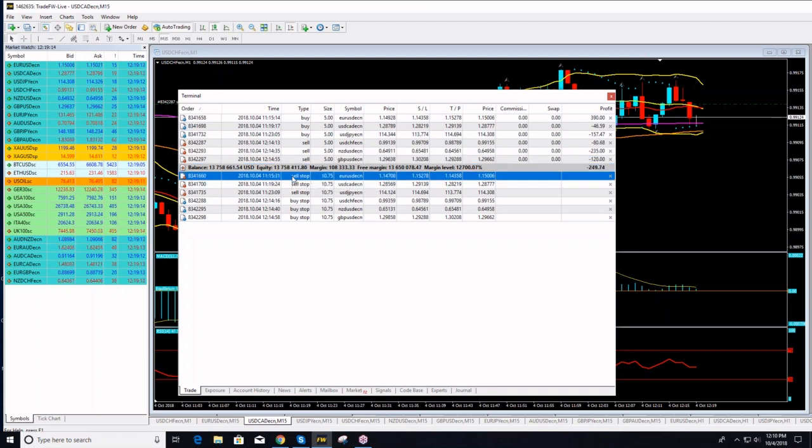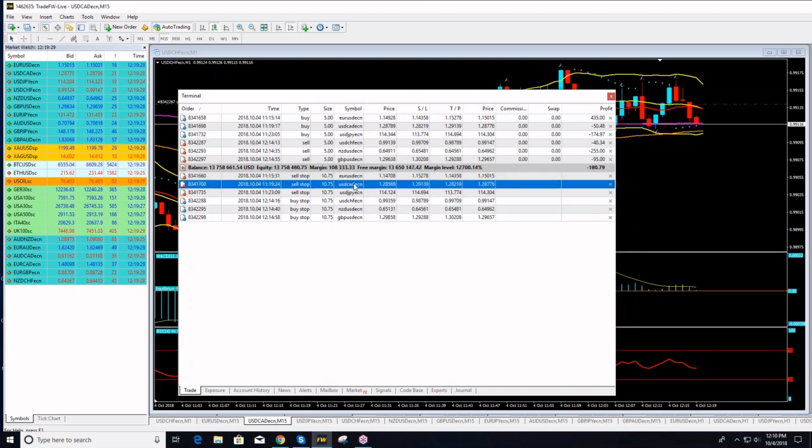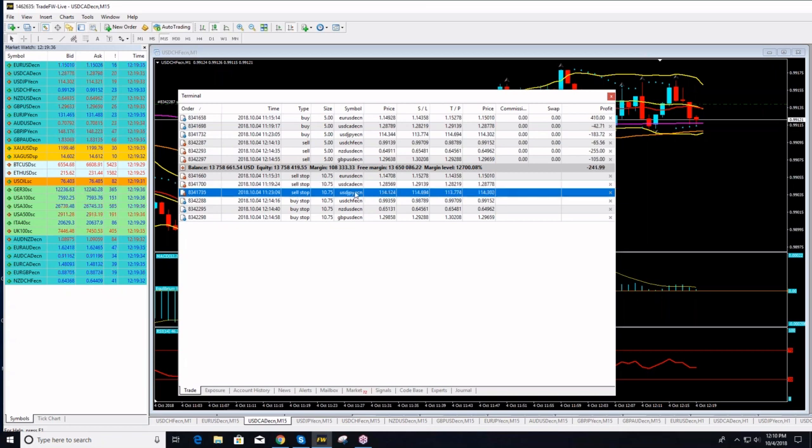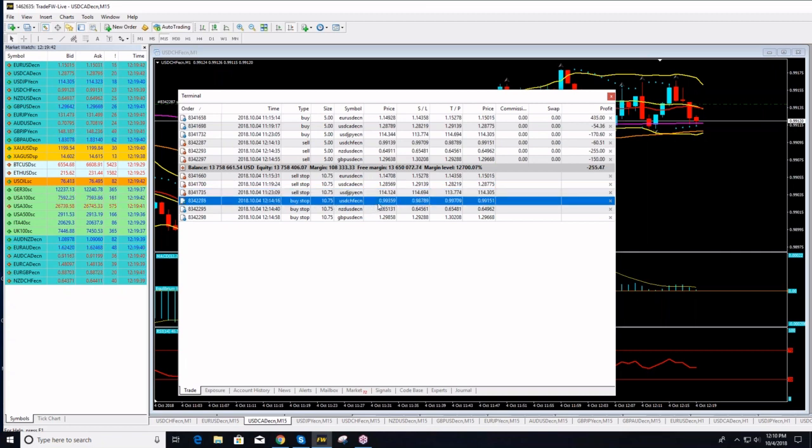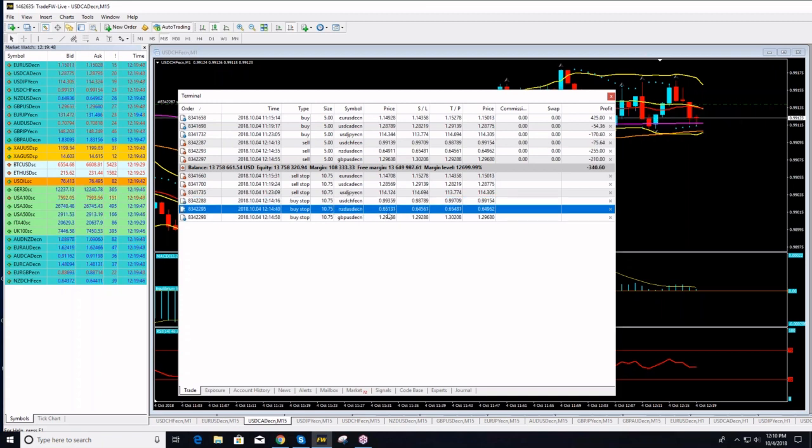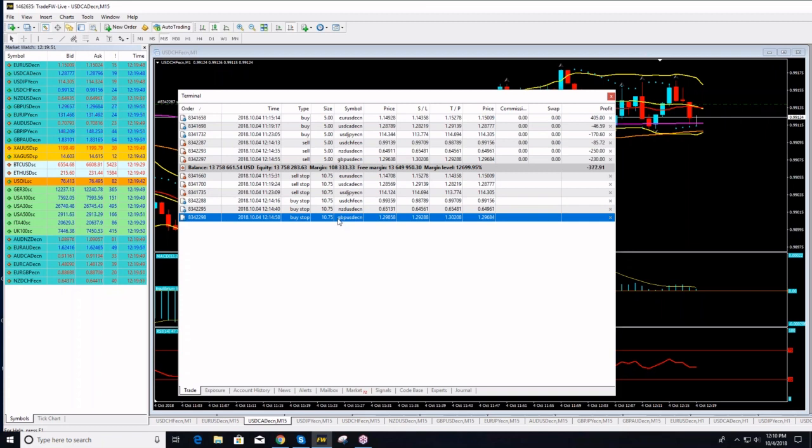Now, reverse sell stop orders for pound dollar are triggered at the price. And this is very important to know the price, when to place your order for a reverse position. For euro dollar is placed at 1.14708. Dollar cut is placed at 1.28569, dollar yen at 114.124, dollar CHF at 0.99359, for the Kiwi at 0.65131, and for pound dollar at 1.29858.